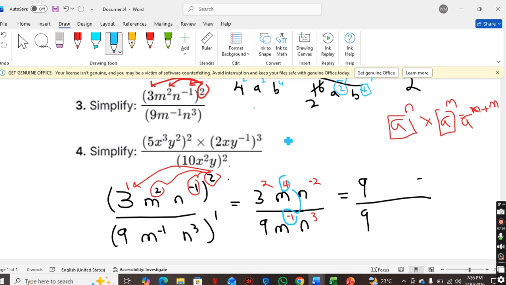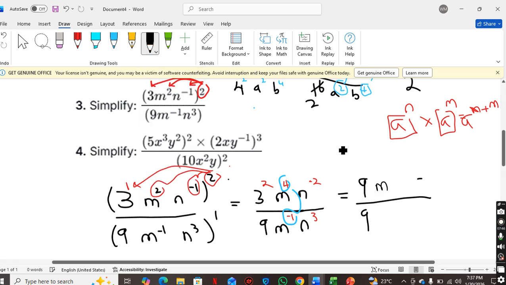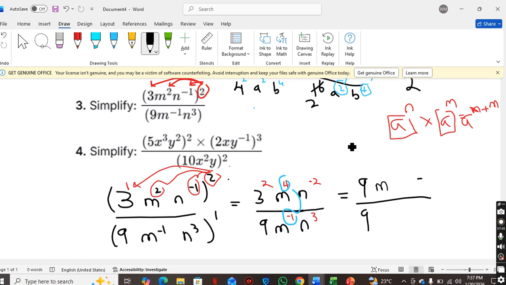So using the basic rule we've been following throughout here, 4 minus negative 1, that is positive 5. Alright, 4 minus negative 1 gives you positive 5. Okay, because remember, negative and negative make positive. So 4 plus 1, that is 5. So we have m to the power 5.